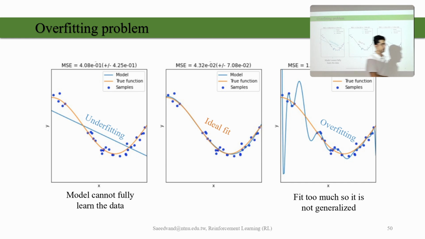Underfitting, ideal fitting, overfitting, the concept is very important to know, because we also need it in reinforcement learning, so we try to have an ideal fit.